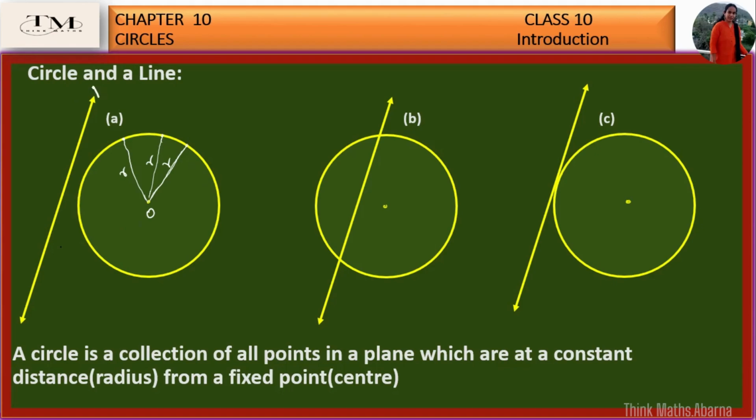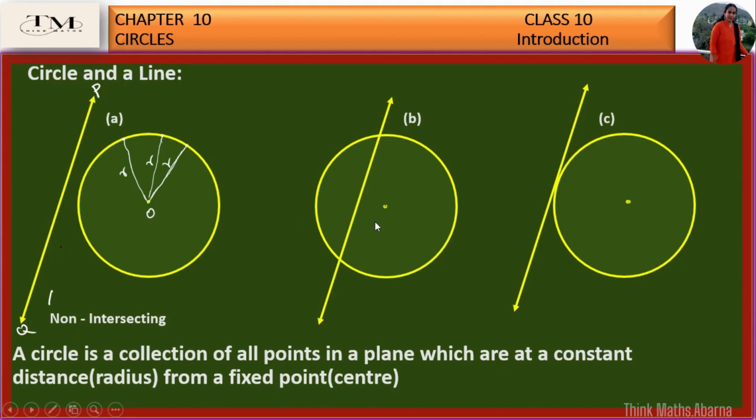Now this PQ is a line. There are three types here. If you check this line and this circle, it doesn't touch anywhere. It is called non-intersecting. The line PQ and the circle don't touch. Okay children, so this is the type called non-intersecting.